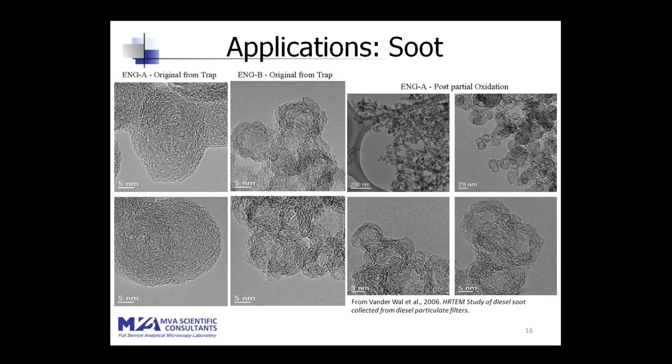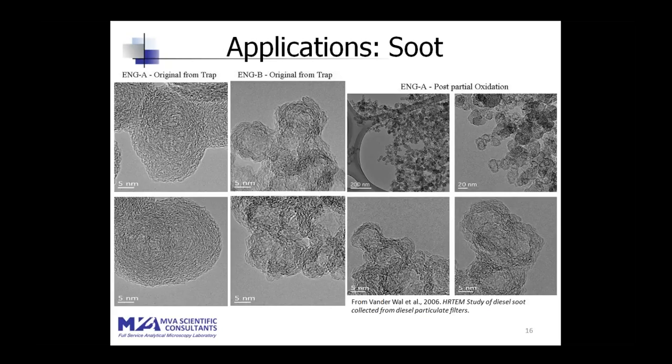Because of their hypothesis that engine B was just a more oxidized version of engine A because of those higher load conditions, they subjected engine A to oxidation after the fact and looked at it to see how it compared to engine B. As you can see in the set of images on the right, this engine A post-partial oxidation particulate looks very, very similar to that from engine B. So it does look like the oxidation played a very large role in transforming the particulate from what you see in engine A originally to what you see in engine B.